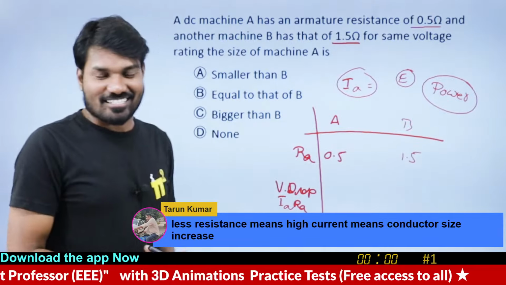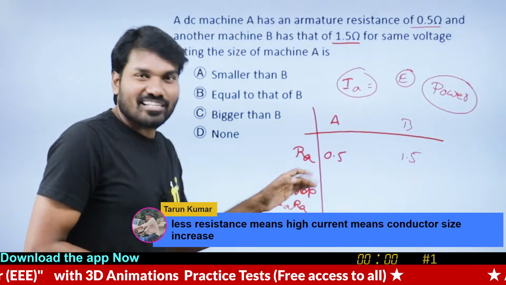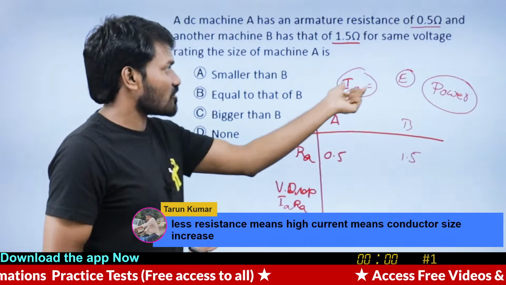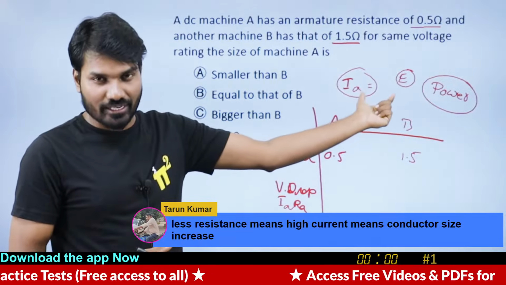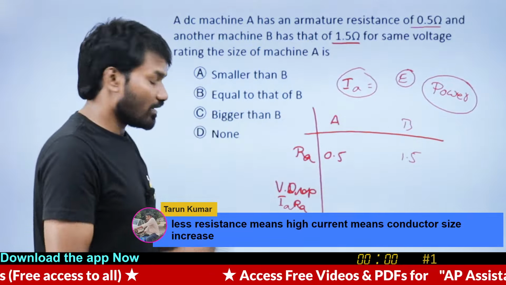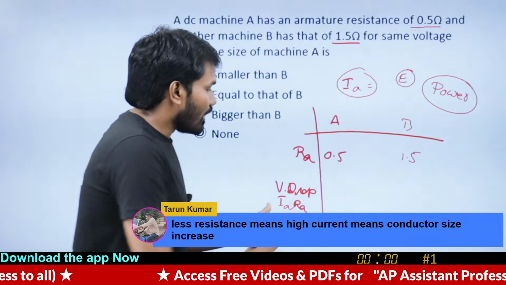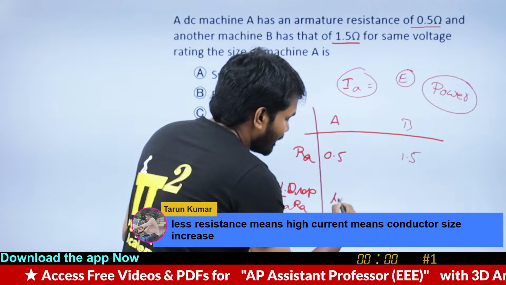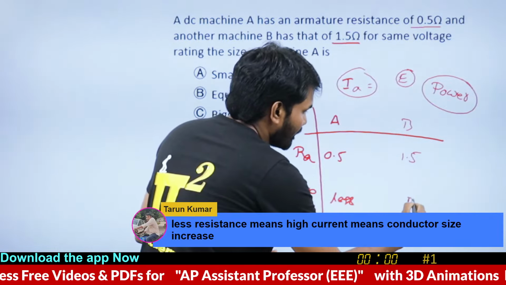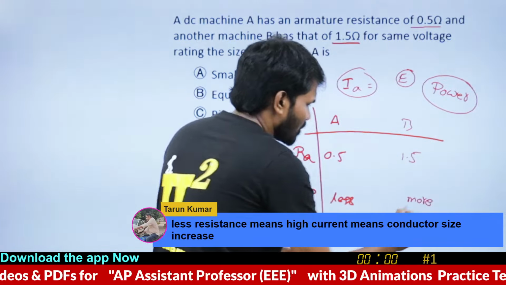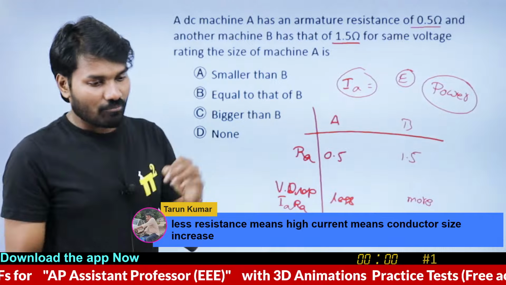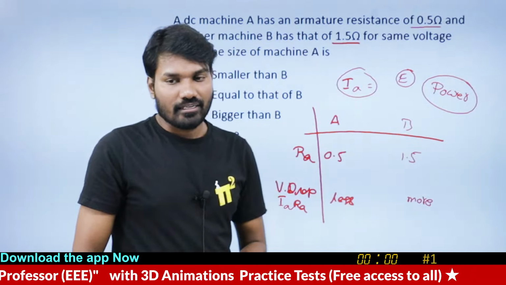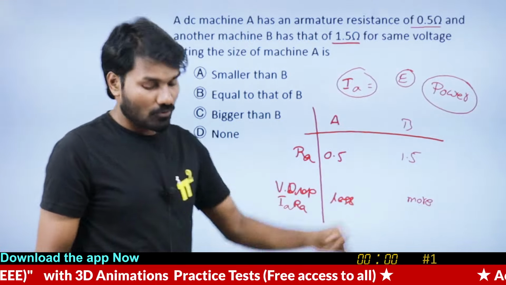IA will not increase. Because armature resistance is less, the armature current does not increase. IA is fixed for a fixed value of IA. Try to understand, Tarun and other people. IARA will increase. IARA is less here, IARA is more here. It's a small point but an important point.